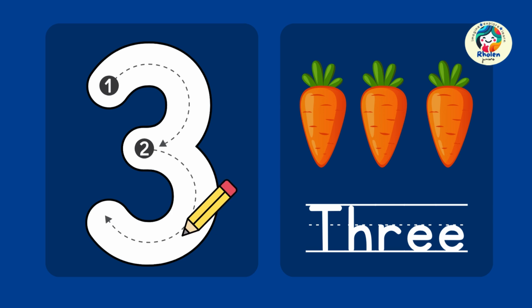Number 3. Half a circle, one more again. 2 round bumps, that's number 3.